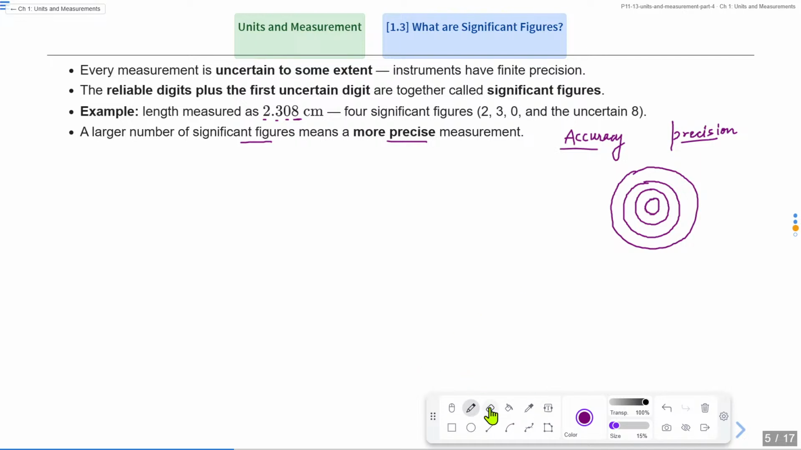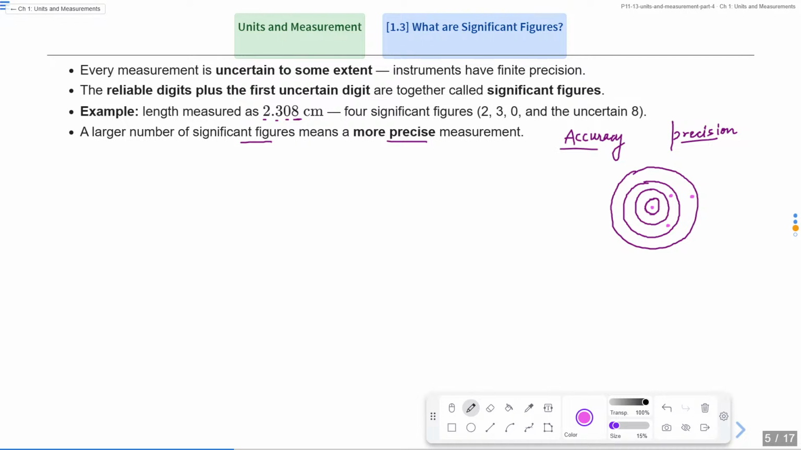Suppose some arrows are projected towards it, and would change the color. In the first case, suppose the first arrow hits here, the second arrow here, the third arrow here, and the fourth arrow here. Now in that case, what is accuracy? Accuracy is the closeness of the measured value to the actual value, or we can say true value. So how close the measured value is to the true value, that is accuracy.